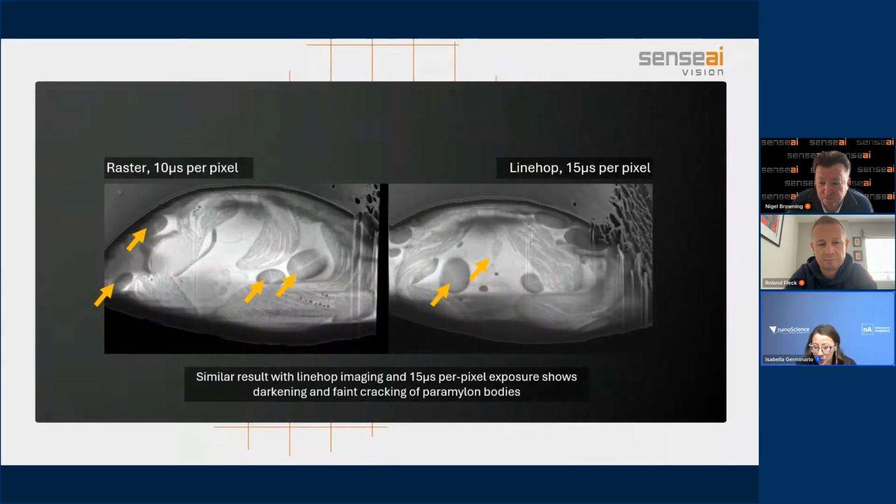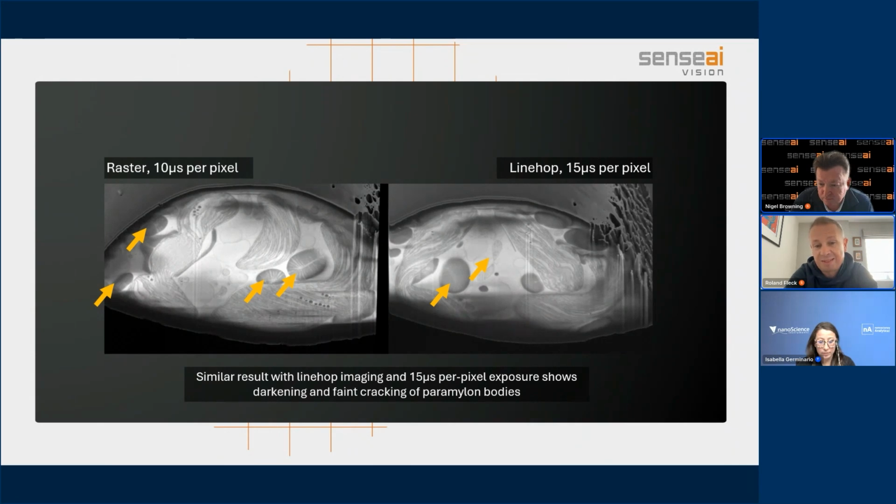Okay, next question. What does it take to install this sparse sampling technology on a microscope? Roland, do you want to talk about specifically how you did it, and then I can talk a little bit more about it in general. So we have an external scan controller, which gives us the scan control necessary to implement your line hop solution.